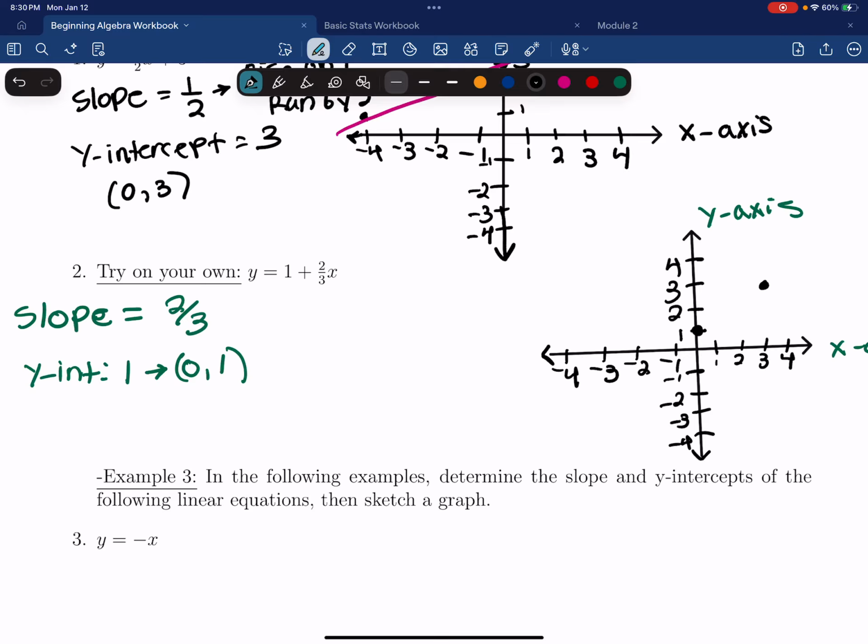Let's go down and left. So we have to go down by 2. So we're going to go from here, 1, 2, down by 2. Then we're going to go left by 3. 1, 2, 3, right here. And now that we have 3 points, we can now graph our linear equation.